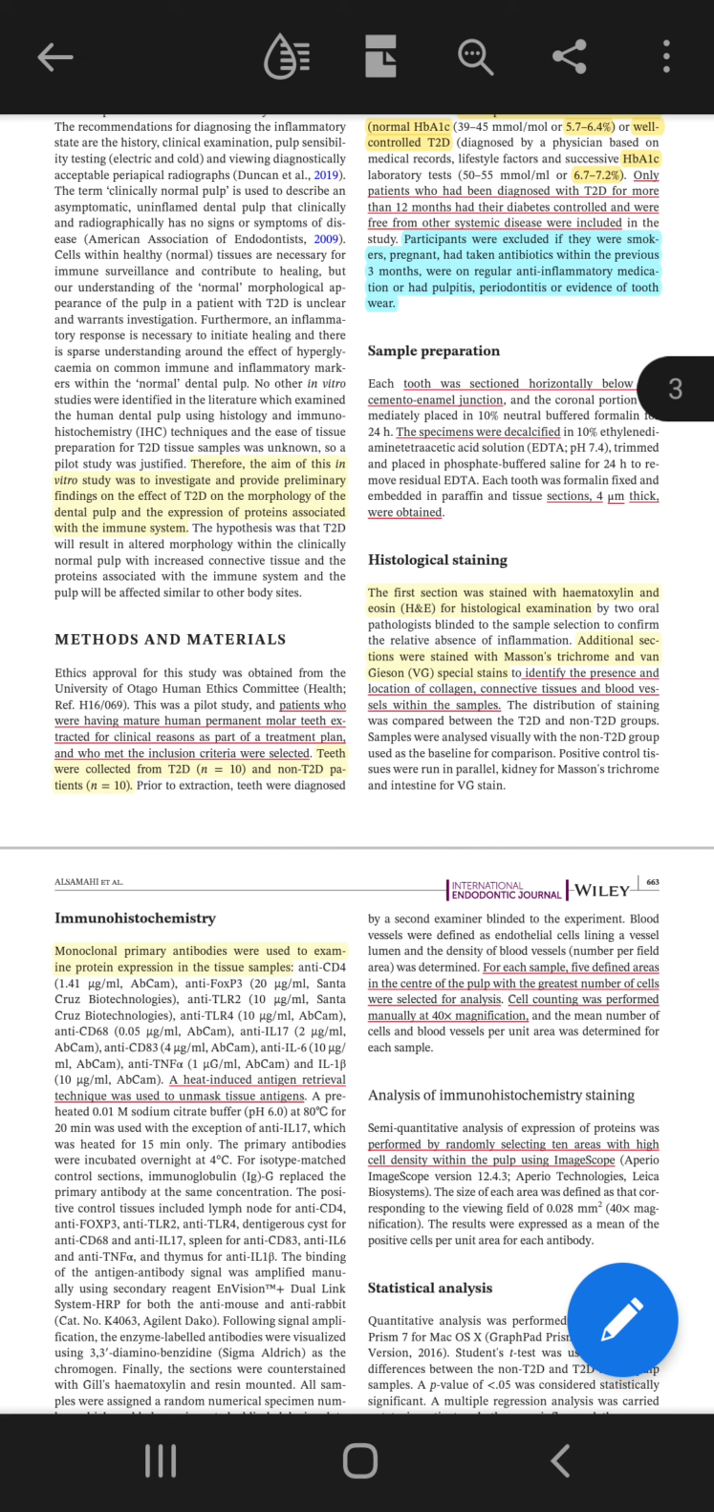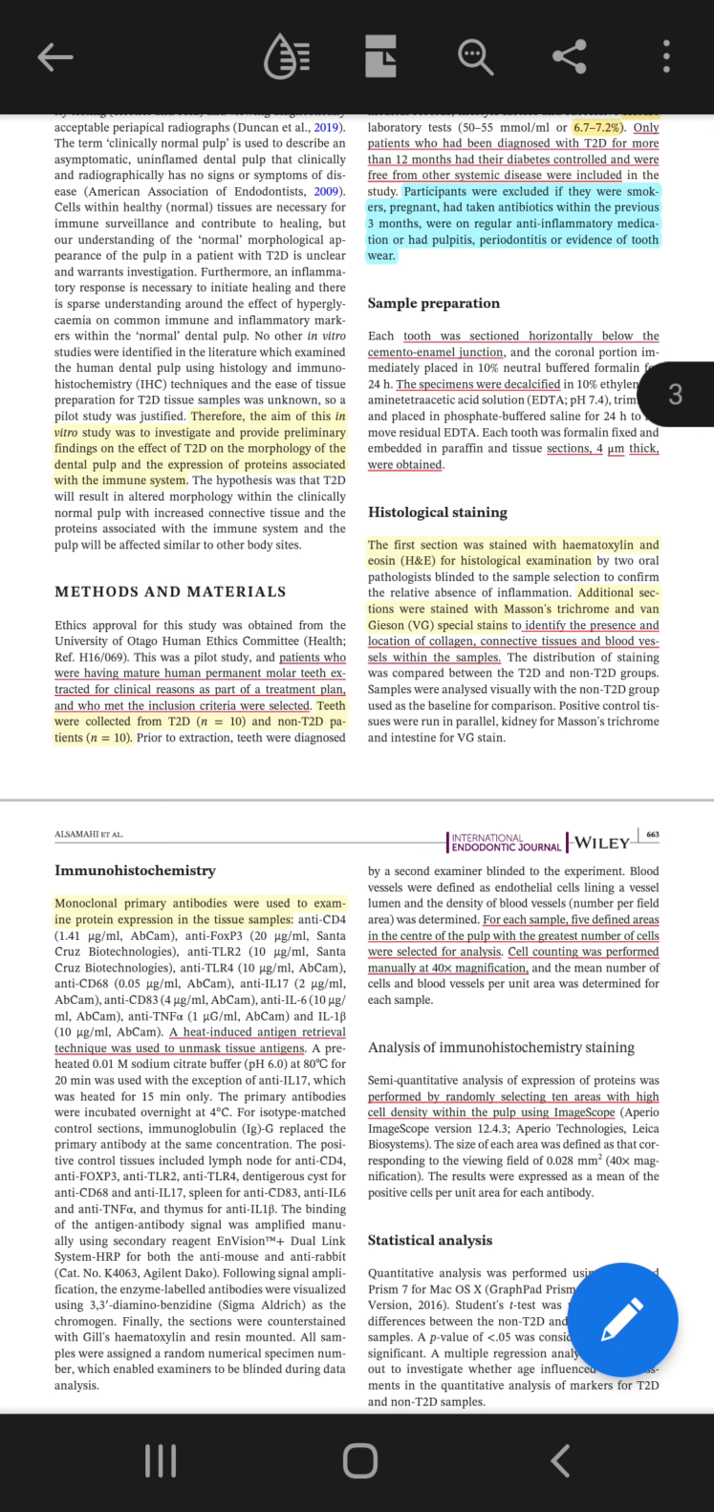For each group, they included 10 extracted molars. For the histological staining, or before the sample preparation, the specimens were cut from below the cemento-enamel junction, and then they were decalcified. The section thickness was 4 micrometers.